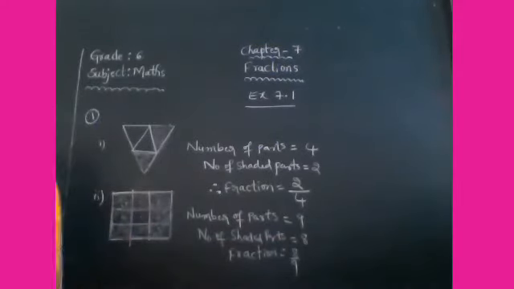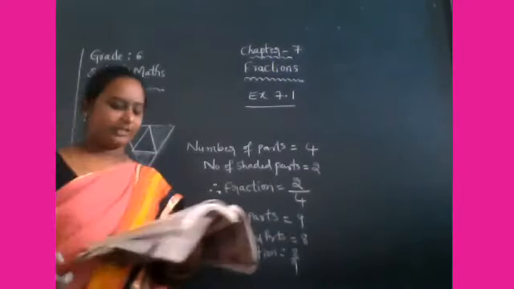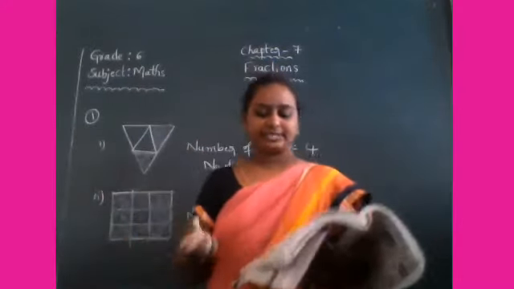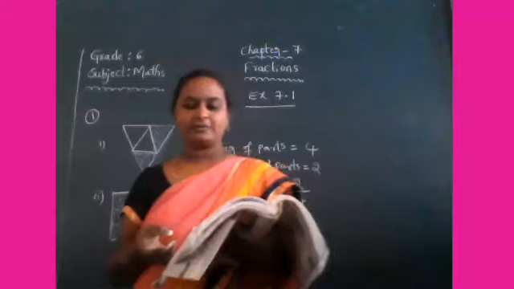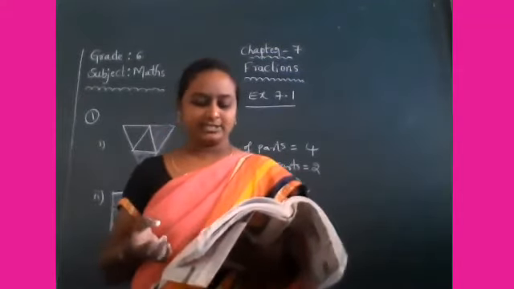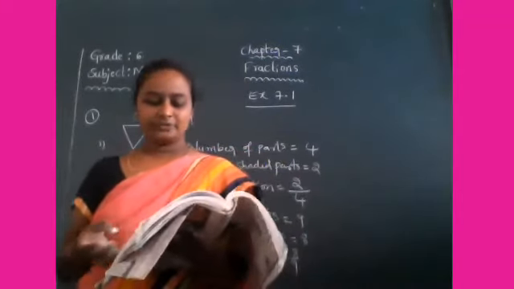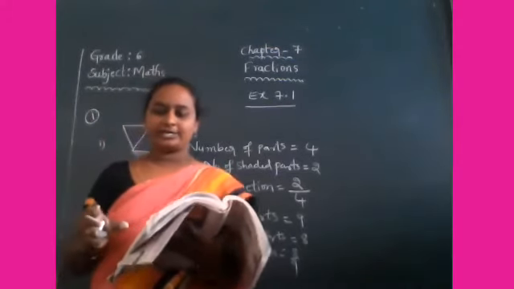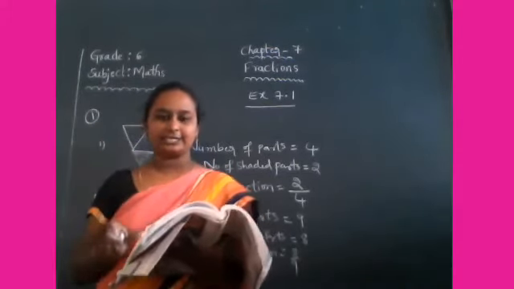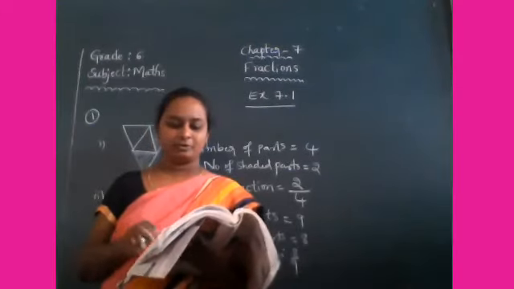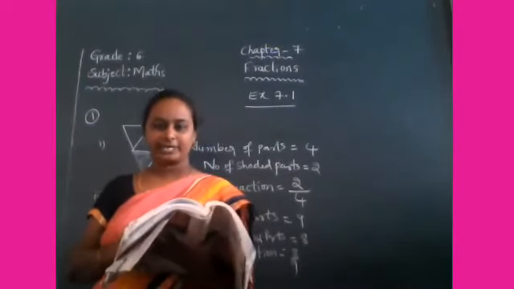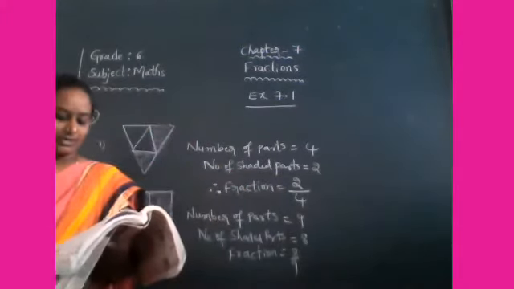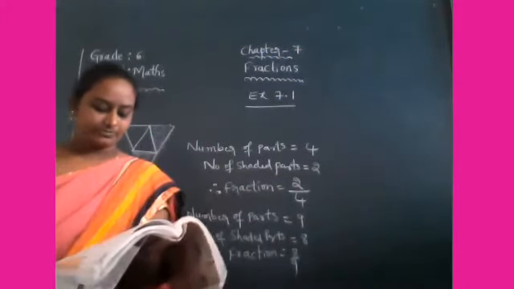Right children. Like that we have the third one, fourth, fifth, sixth, seventh, eighth, ninth, 10th. He has different types of pictures. Here we first have to count how many parts are given and how many parts are shaded. Very easy. You have to do these figures. Okay, children? Right. So next, come to the second problem.